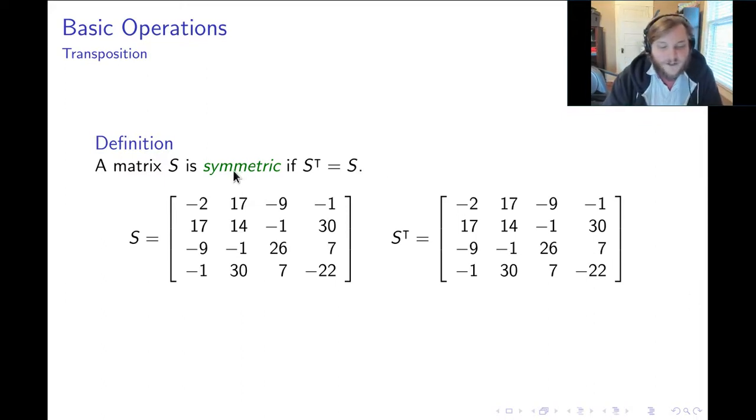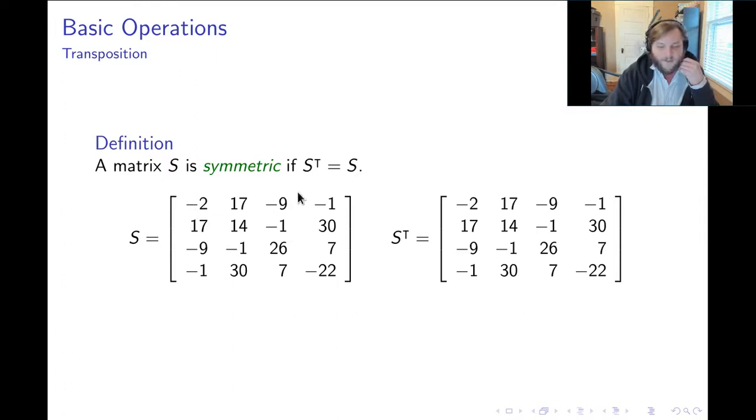So a matrix is called symmetric if its transpose is equal to itself. So think about what this means. What this means is that if I construct new columns from the old rows, I don't change the matrix at all. So let's take a look at this example, which happens to be a symmetric matrix.